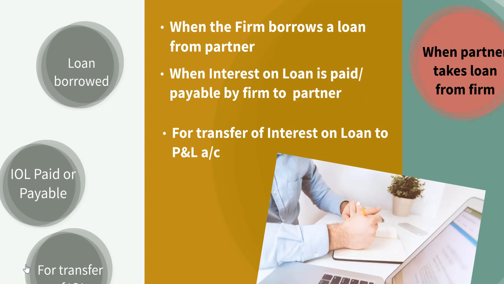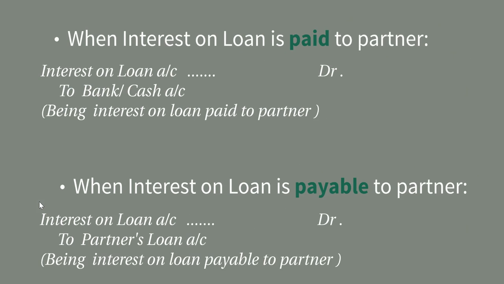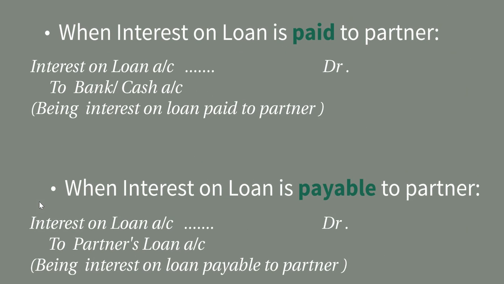Now, when interest on loan is paid or payable by the firm to the partner on the loan borrowed by the firm. Where the interest on loan is actually paid to the partner by the firm, cash goes out, the expense is interest on loan, and therefore the journal entry is interest on loan account debit to bank account. Where the interest on loan is payable, it has not yet been paid by the firm to the partner. The expense which is debited is again interest on loan, but it is credited to the partner's loan account.